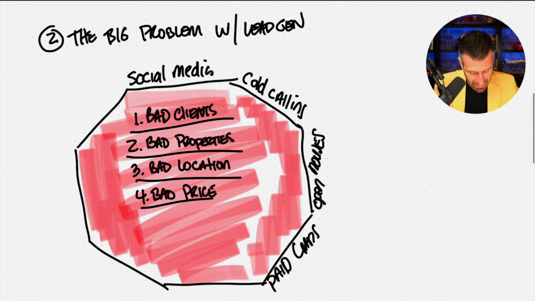Same thing with paid leads, right? If you buy leads from any type of lead provider out there, it doesn't matter. You don't know the type of client. You don't know which type of property they want to buy or sell. You don't know where they want to do it. And you don't know to which price point.